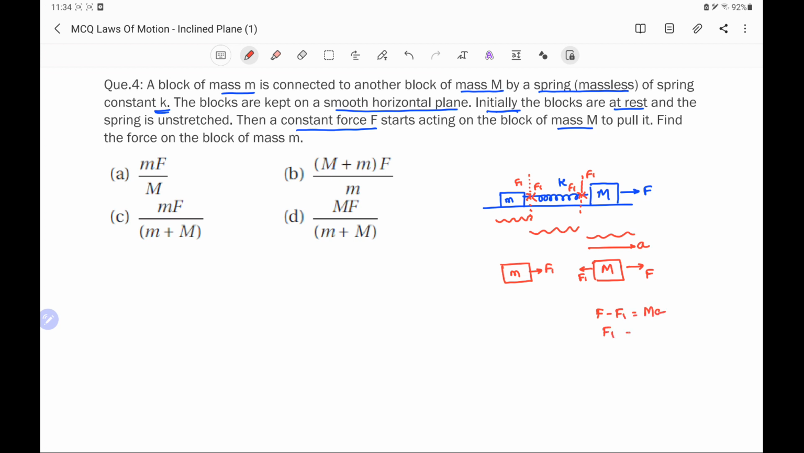Similarly, F1 equals small ma. On adding, we will have F equal to capital M plus small m into a. Therefore, acceleration will be equal to F by capital M plus small m. This is the acceleration of the system. So, force F1 which acts on the small mass m will be m into a. This is equal to m into F by capital M plus m. Hence, option C is the correct option.